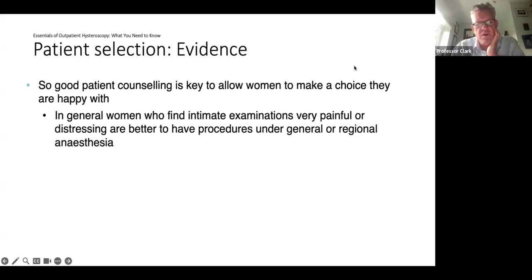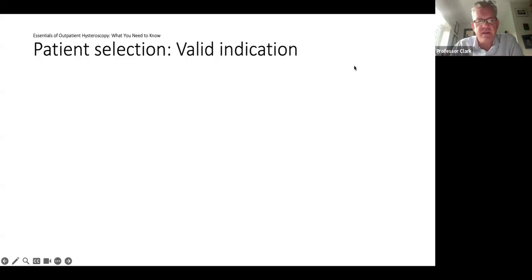But if you wanted a rule, if you like, I would say that women who find intimate examinations for whatever reason very painful or distressing are better to have that under general or regional anaesthesia. So as I say, a warm, friendly, open approach, ideally with a patient who arrives who's had information, is well informed, and then can make a decision, is important.